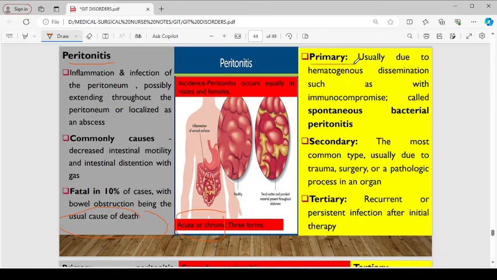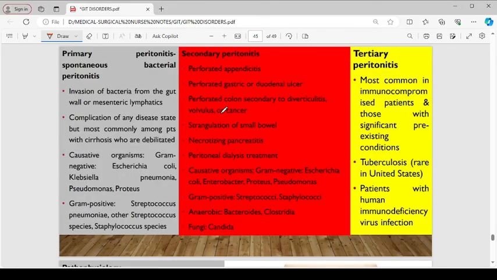We could have primary, which is usually due to hematogenous dissemination, such as with immunocompromise, the so-called spontaneous bacterial peritonitis. Or we could have the secondary one, which is the most common type, and is usually due to trauma, surgery, or a pathogenic process in an organ. Lastly, we could have tertiary, which is characterized by recurrent and persistent infection after initial therapy.